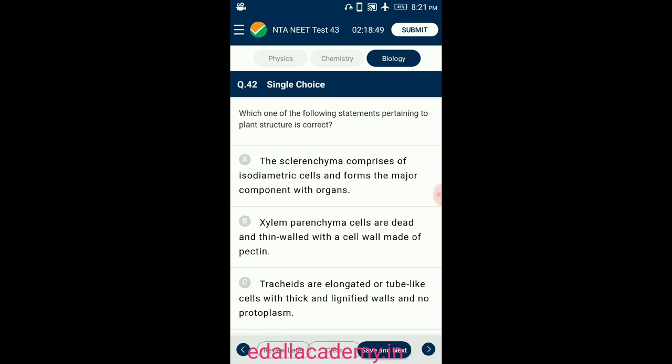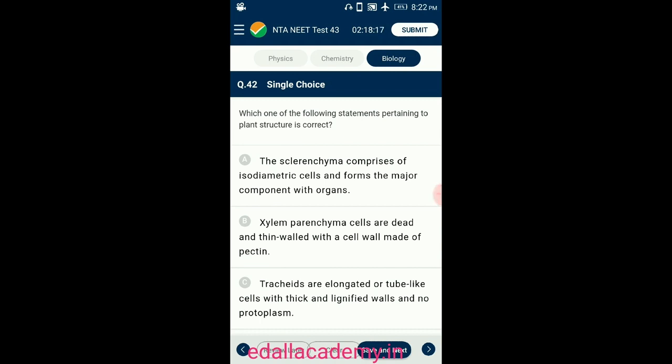Tracheids are elongated or tube-like cells with thick and lignified walls and tapering ends. These are dead and without protoplasm. Parenchyma forms the major component within organs. The cells of the parenchyma are generally isodiametric. They may be spherical, oval, round, polygonal or elongated in shape. The parenchyma performs various functions like photosynthesis, storage, secretion.